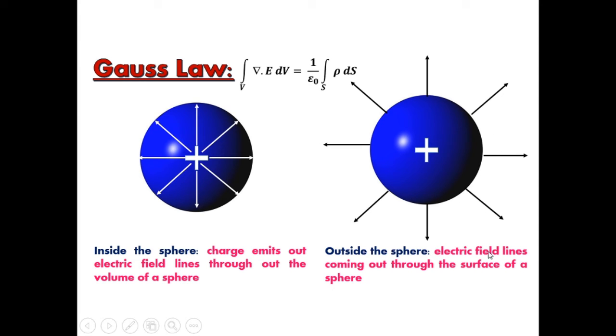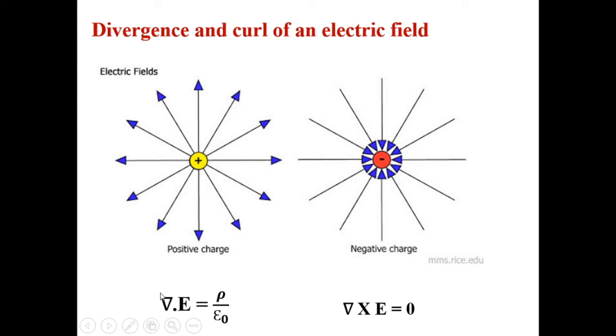So what is written here? Electric field lines coming out through the surface of a sphere. It means that whatever number of lines are present inside the volume of a sphere is equivalent to whatever number of lines are observed on the surface of the sphere. It clearly indicates that the amount of electric field present inside the volume of a sphere is equivalent to the charge density present inside the sphere. In a very simple form, Gauss law is written by this expression: del dot E is equal to rho divided by epsilon 0.